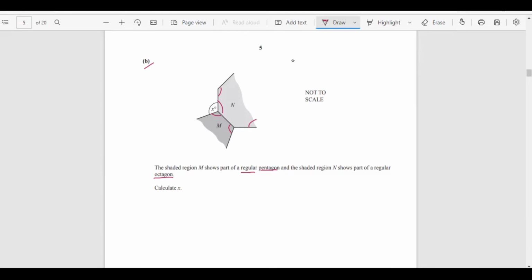Your hint is that I taught you how to find the sum of angles in any polygon, right? n minus 2 into 180. That is it. And then think about it. Every angle is going to be the same in regular polygons.